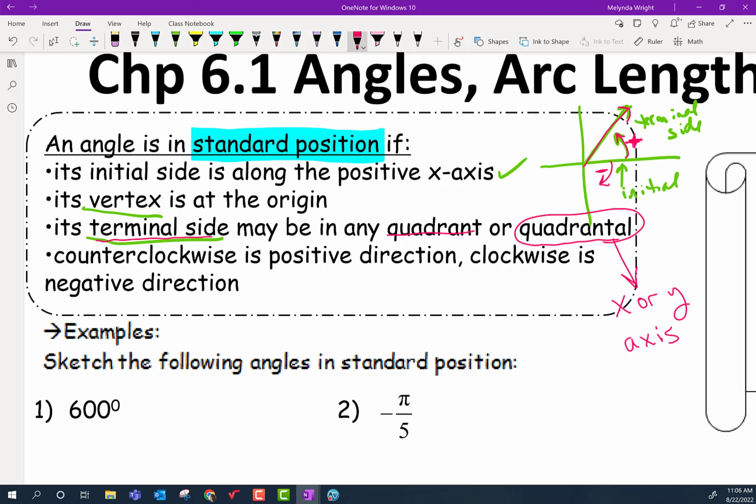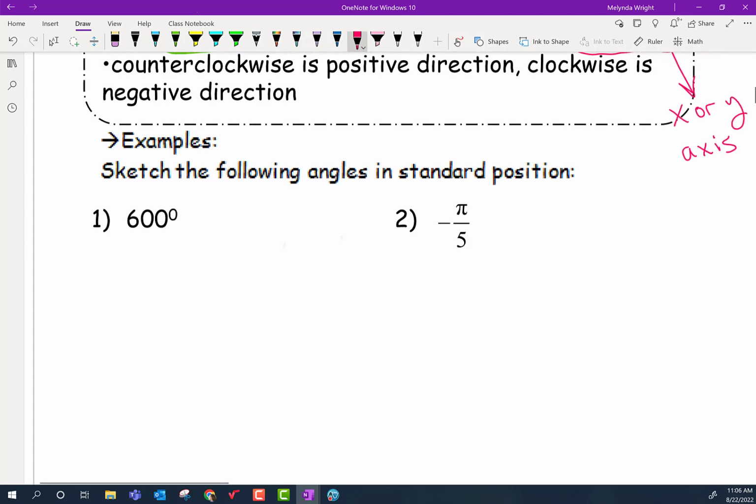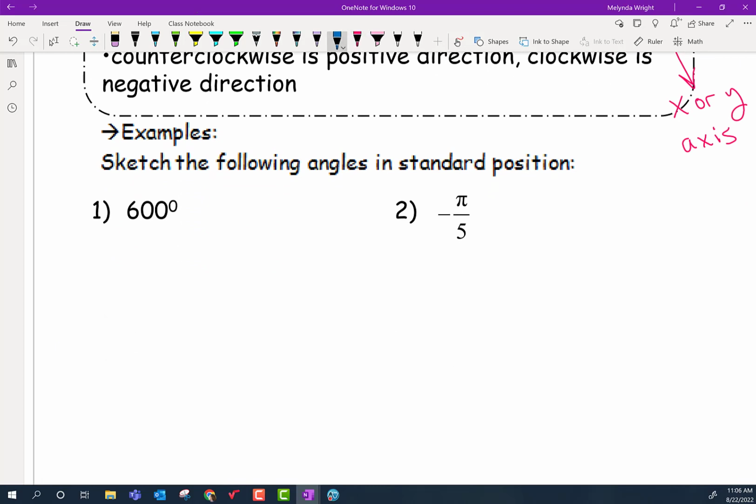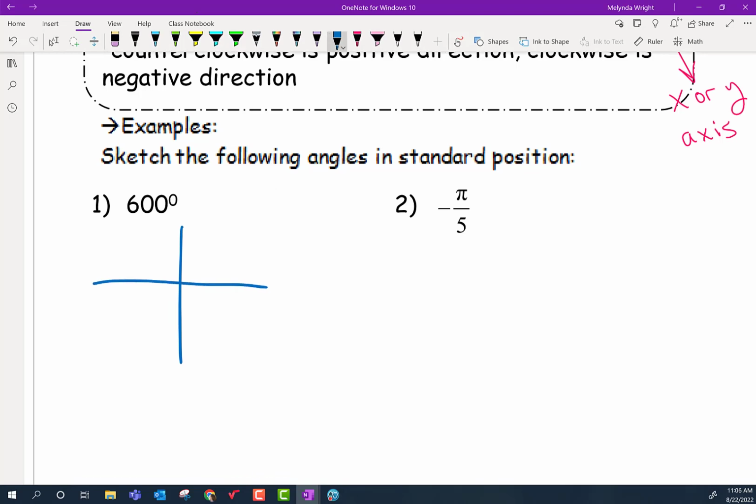So let's draw some angles. Let's sketch some angles in standard position. So we have 600 degrees. Okay, yes, I can do calculus in my sleep. No, I cannot add and subtract, but that's okay. I'll just write it down. So let's see. That's 240. So basically it's one full rotation around and then an extra 240 degrees.